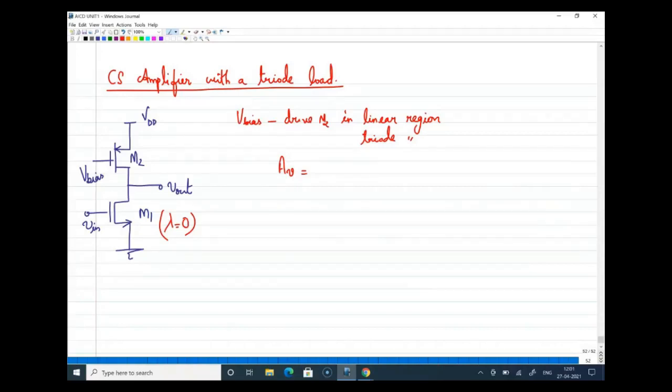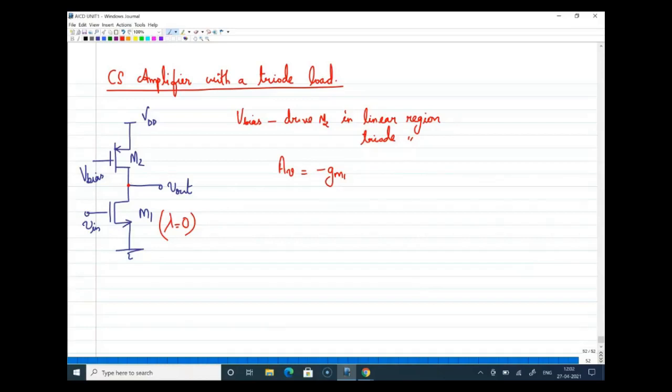Now, if that is a resistance, I can definitely write. So then you should understand one thing. If your M2 is in linear region, then the small signal model is not applicable there. You can think of that transistor as a resistor. So if that is the case, I will write the gain expression as, what is gain? Gain is nothing but GM into R.